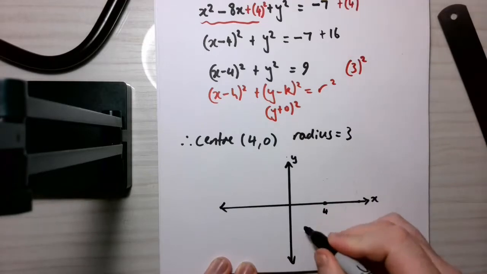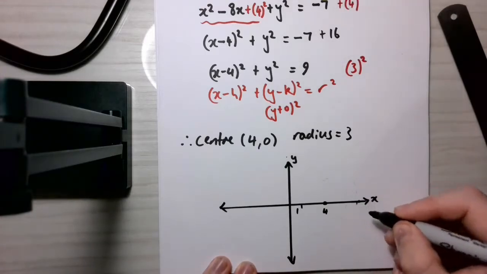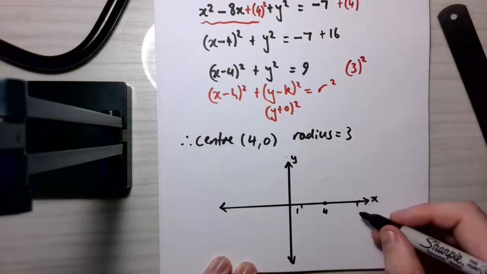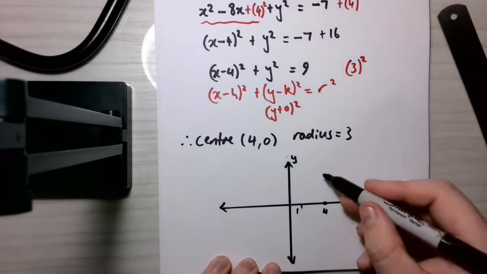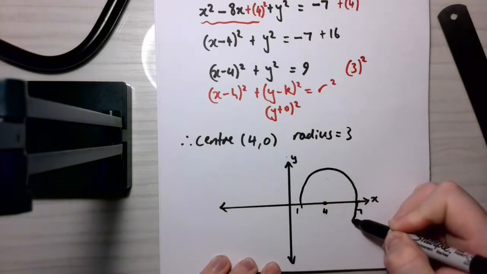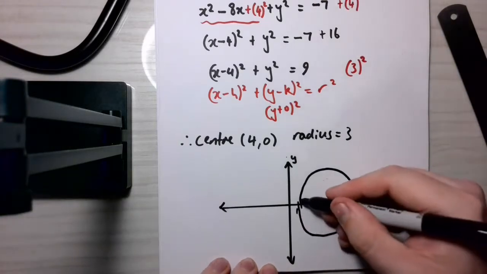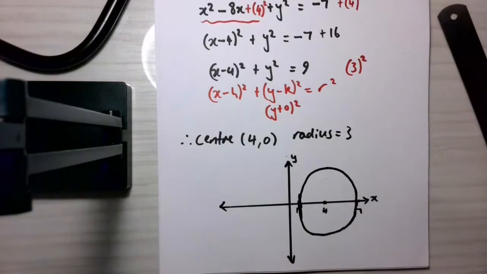So if we go 3 less than 4, it's going to cut over here at 1. And then if we go 3 more than 4, because remember a circle is equidistant from the center on all sides, it's going to cut at 7 on the x-axis. So when we draw our graph out, and I advise getting a compass for this, it will make your life a little bit easier. Remember this is just a sketch, but we are trying to be neat. This is what it looks like. There are no y-intercepts, it only intercepts the x-axis twice, with the center at (4, 0).